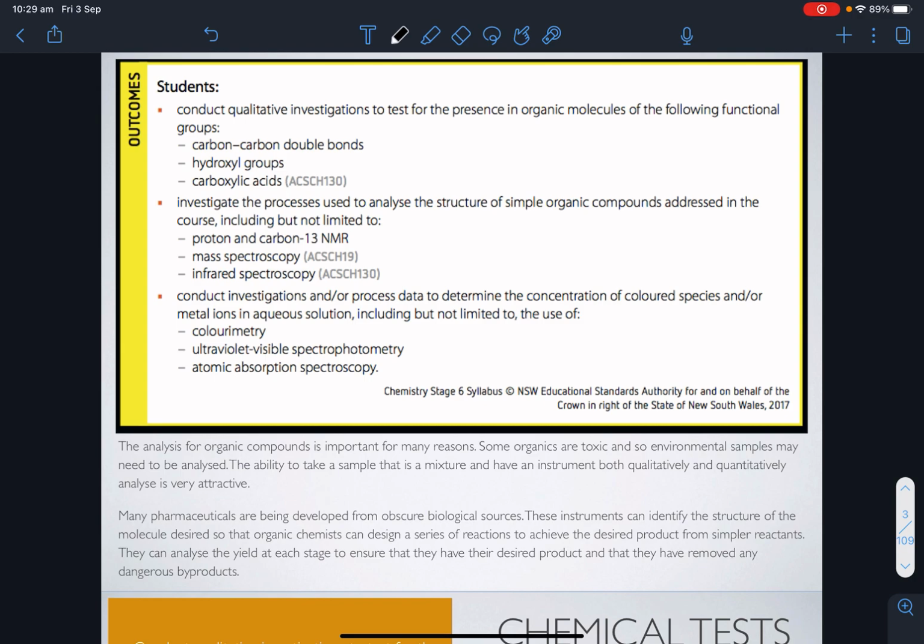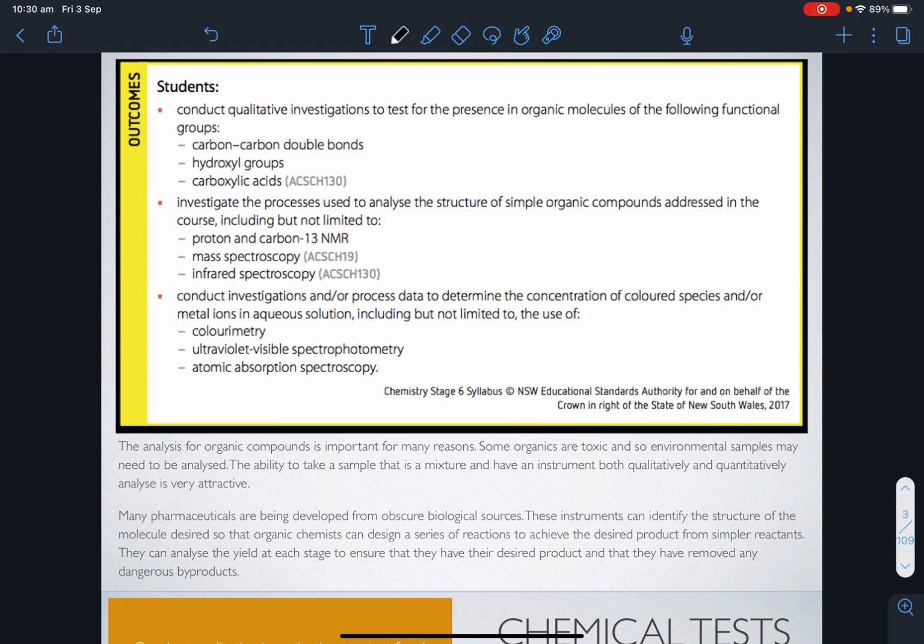Many pharmaceuticals are being developed from obscure biological sources. We're finding molecules out there that do some, going to use technical words here, medicine-y type stuff that are made by living organisms. We want to make it on a large scale in the lab. Using these instruments that we're going to learn about, we can identify the structure of this molecule, and organic chemists can make up a series of steps to synthesize these products.